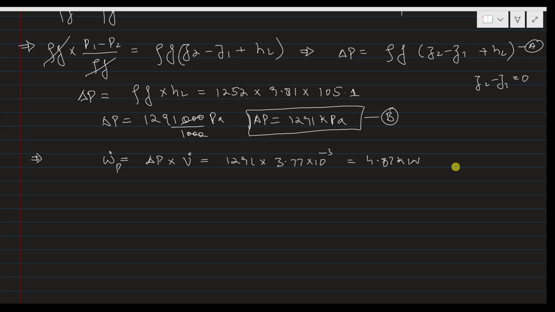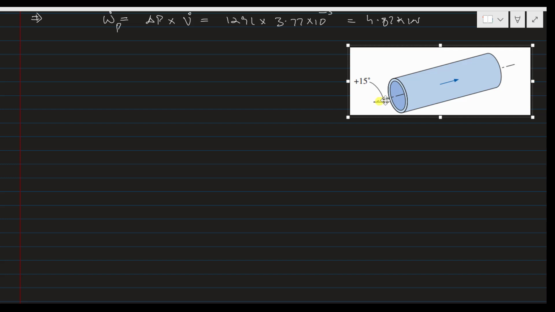So now in the next case, the pipe is inclined in upward direction by about 15 degrees. In this case, the pipe is inclined upward, making an angle of 15 degrees from the horizontal. So this is the Z1, and this is the Z2. Now the Z1 and Z2 concept has been introduced because the pipe is now in an inclined position.